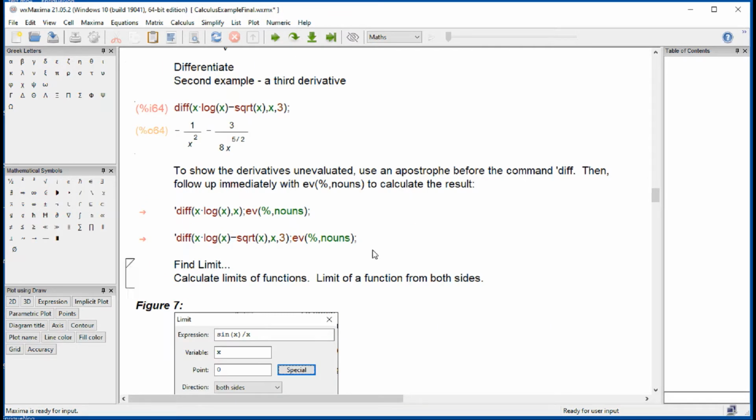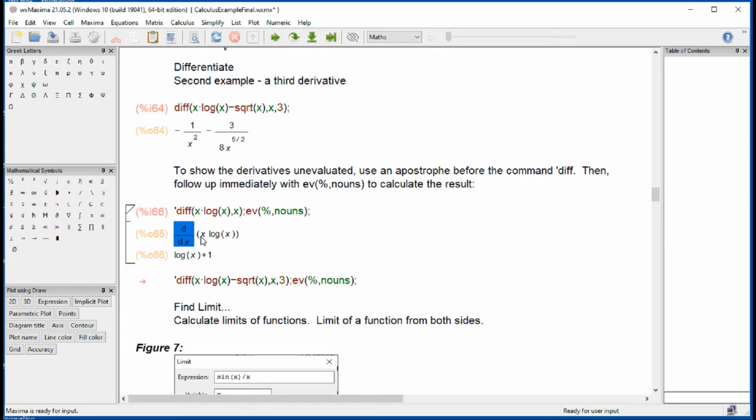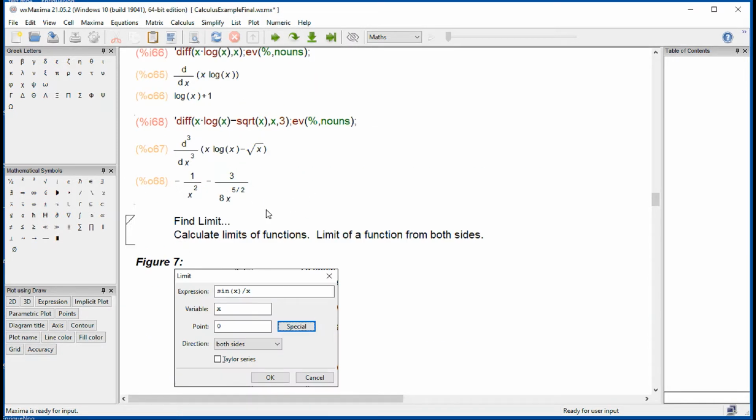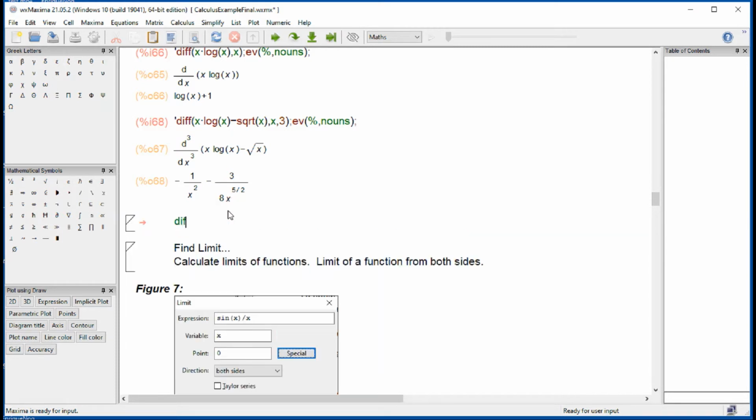As in the case of integrals, if you want to show your derivative without evaluation, use an apostrophe and it will give you the derivative, and then use evaluation, percent nouns, to give you the result of the derivative. The second example here for the third derivative will give you first the unevaluated derivative and then the result of the evaluation.